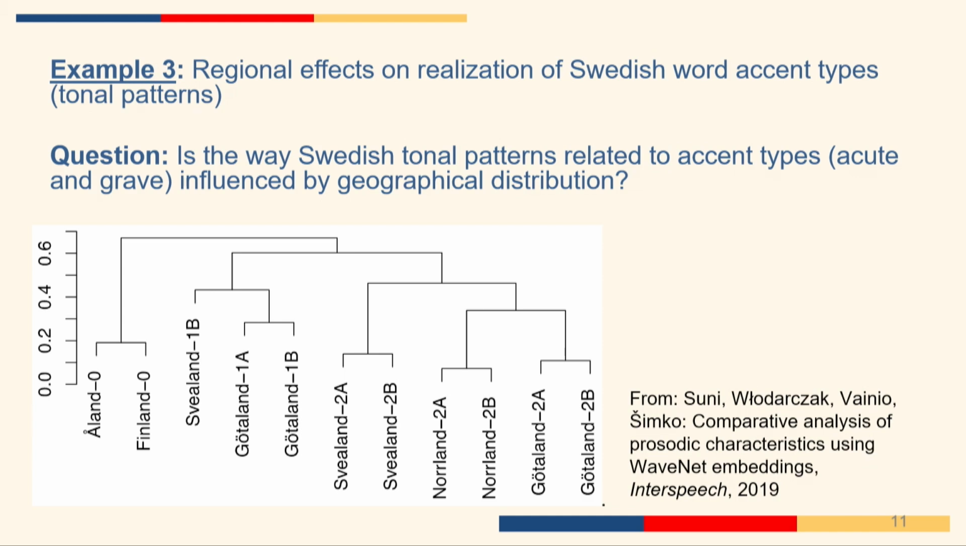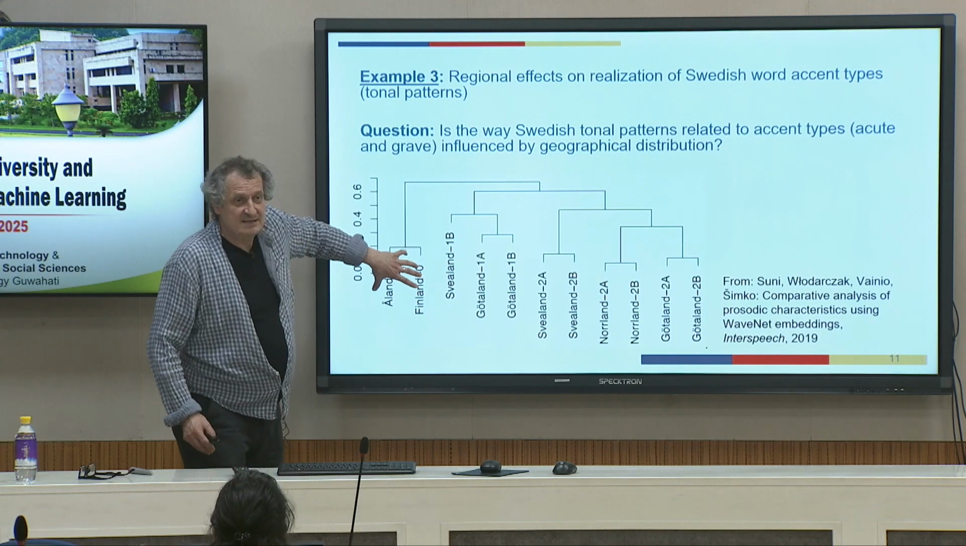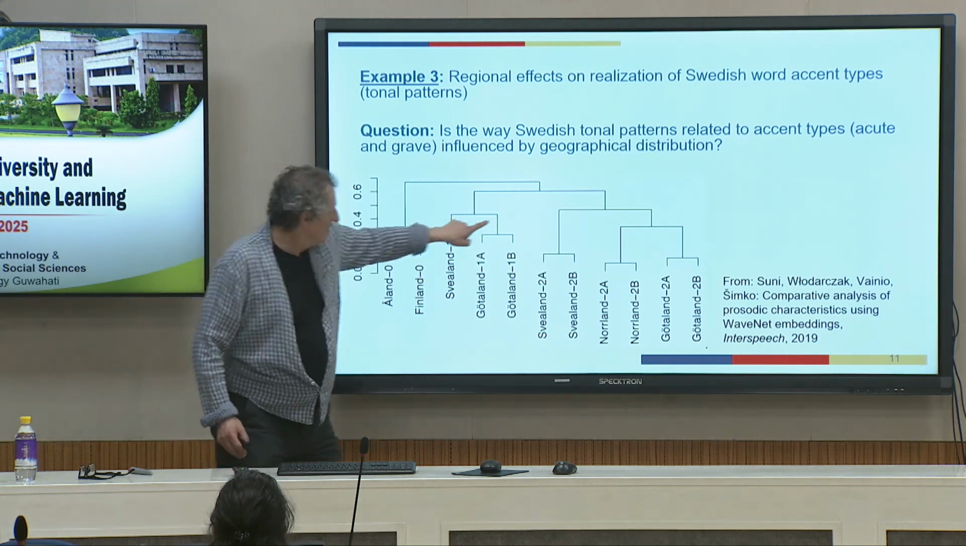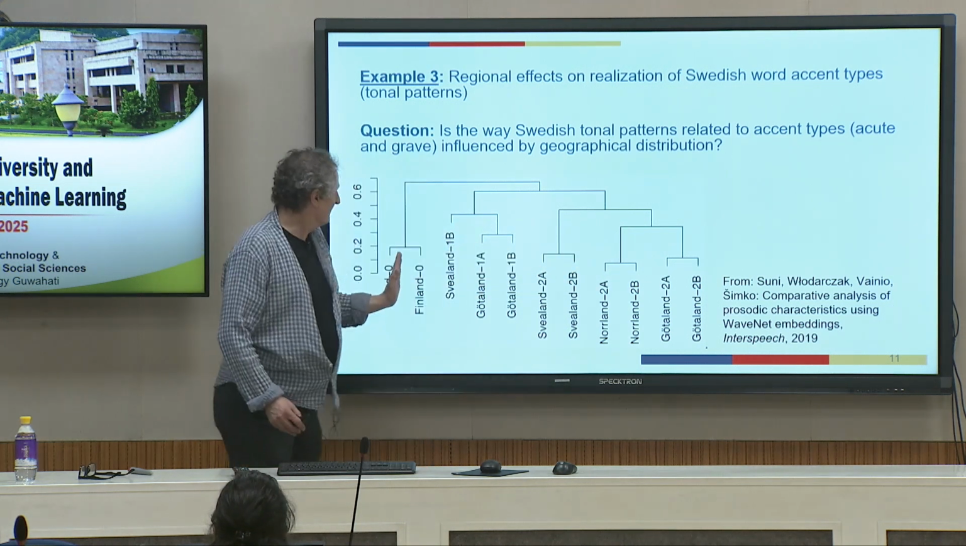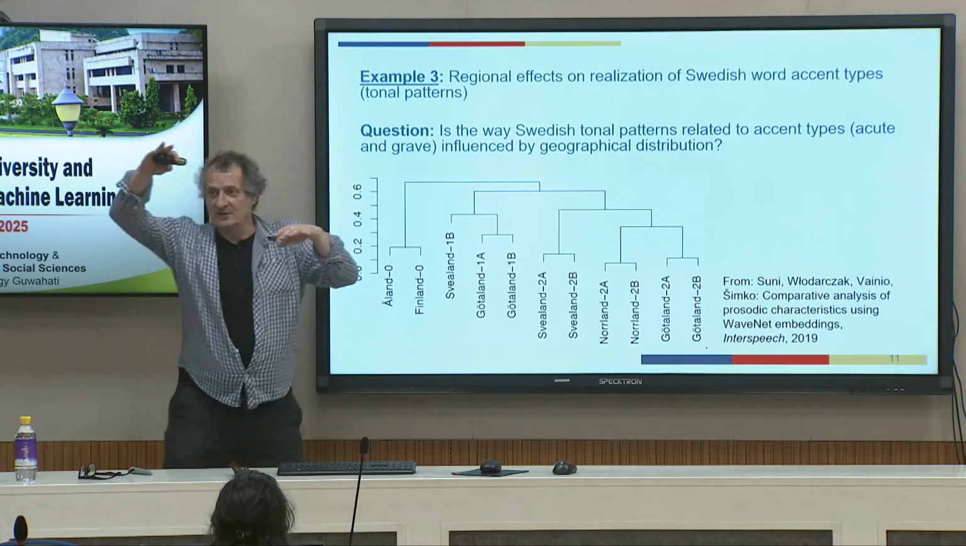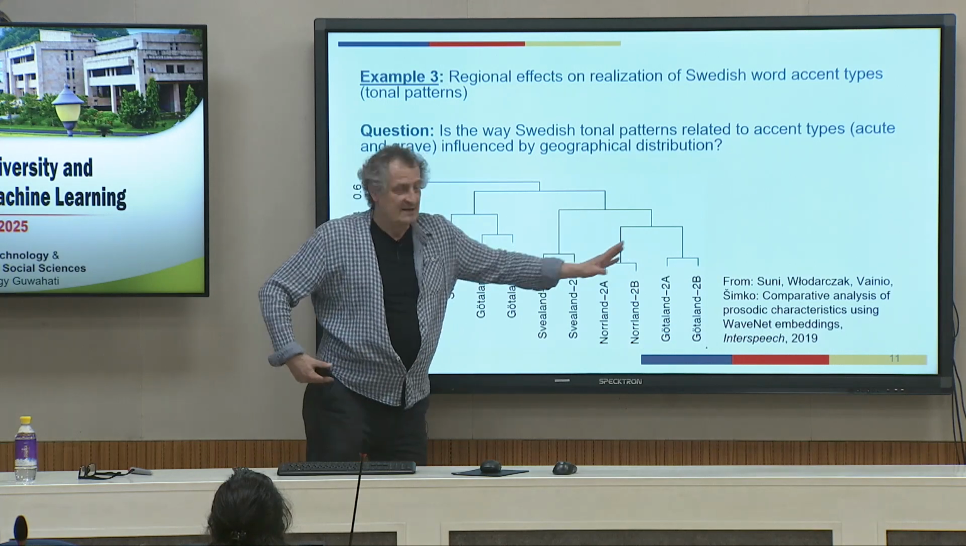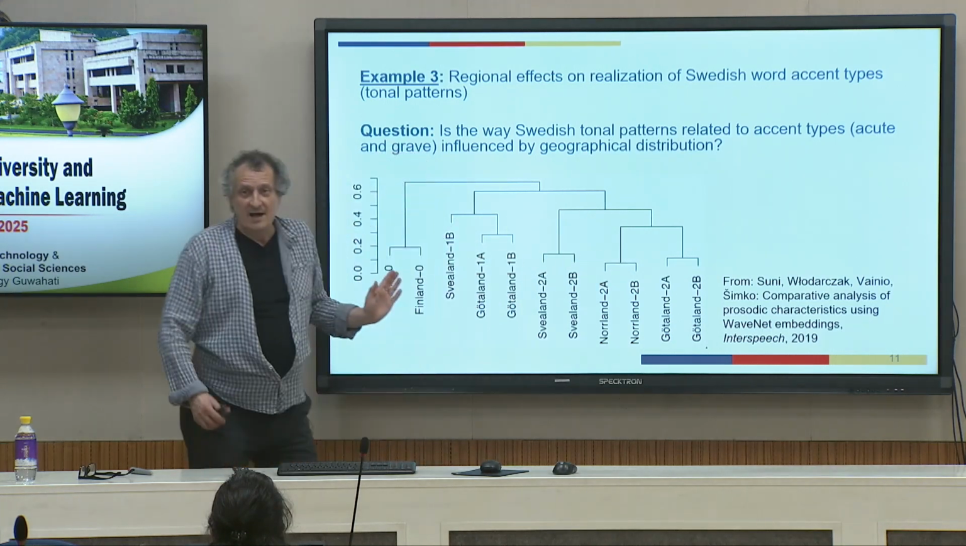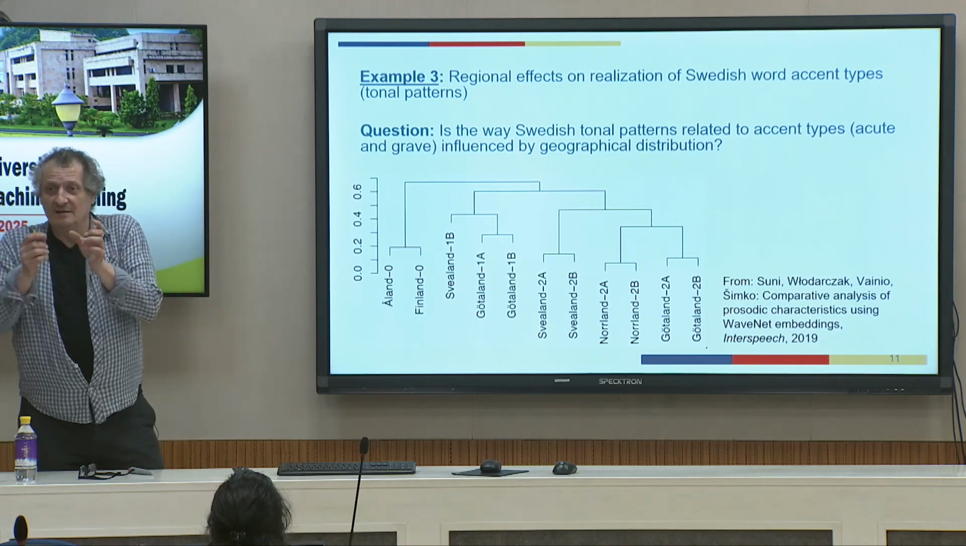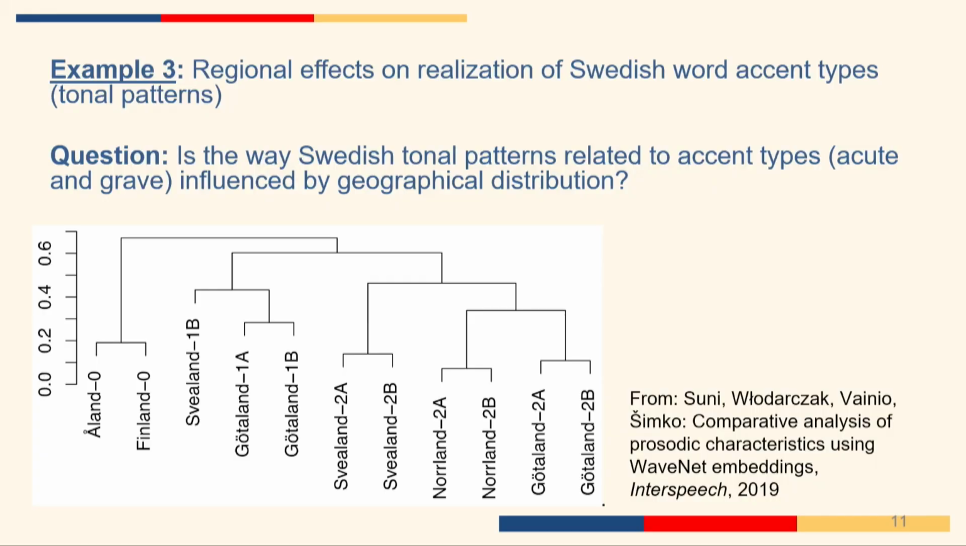And you can see that the recordings or the patterns were split primarily based on this major accent type 0, 1, and 2. The first split is between 0, these non-distinguished accent types, and the more melodic ones, and then the melodic between 1 and 2. But within these major accent types, things are organized geographically. So we don't have 1A and 1B branches, but we have the Svealand and Götaland branch.